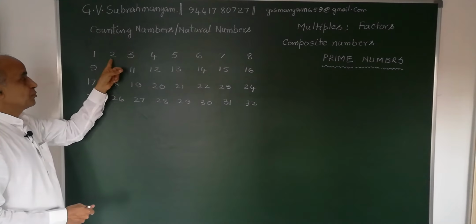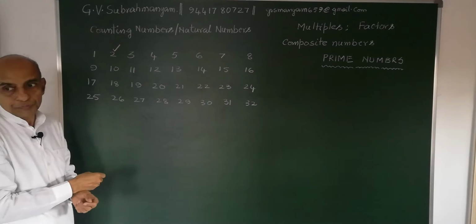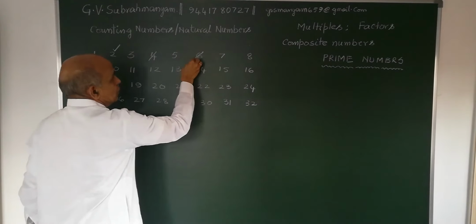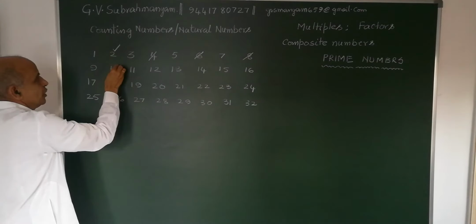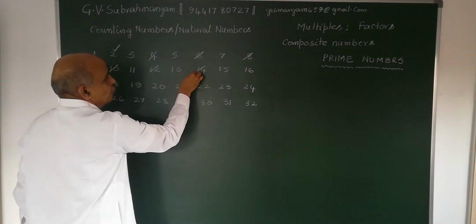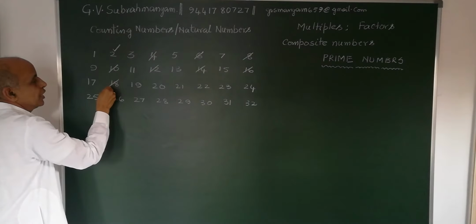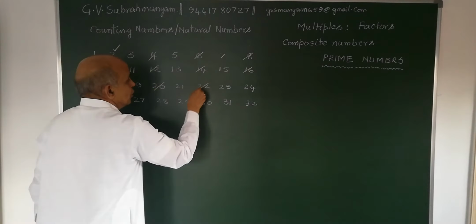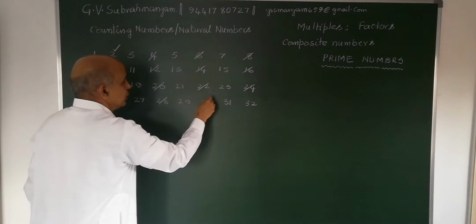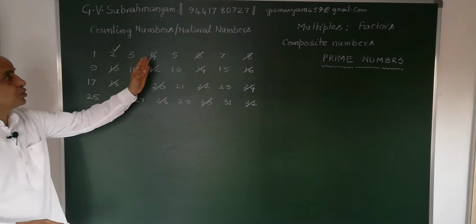Now let us take 2, first multiple. 2 twos are how much? 4. Second multiple, 2 twos, 4. 2 threes are 6. 2 fours are 8. 2 fives are 10. 2 sixes are 12. 2 sevens are 14. 2 eights are 16. 2 nines are 18. 20, 22, 24, 26, 28, 30, 32. They are all called multiples of 2.